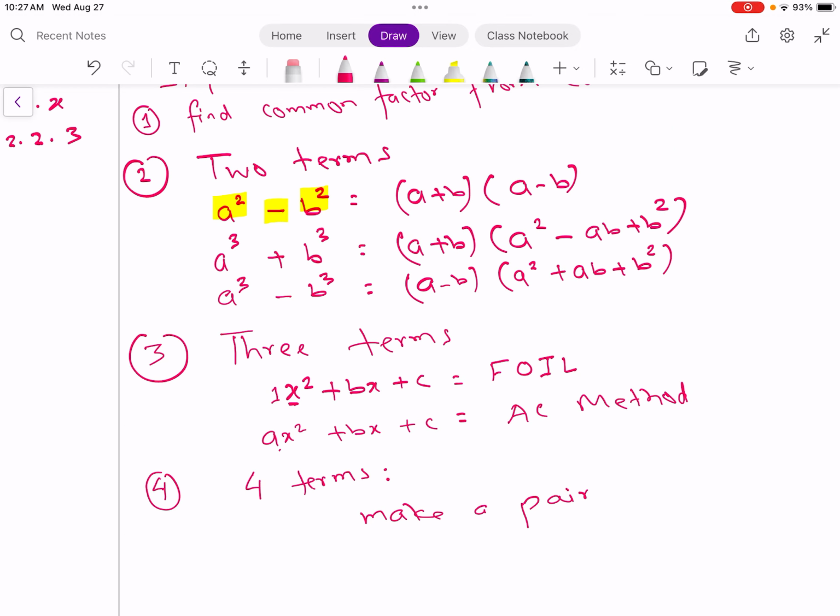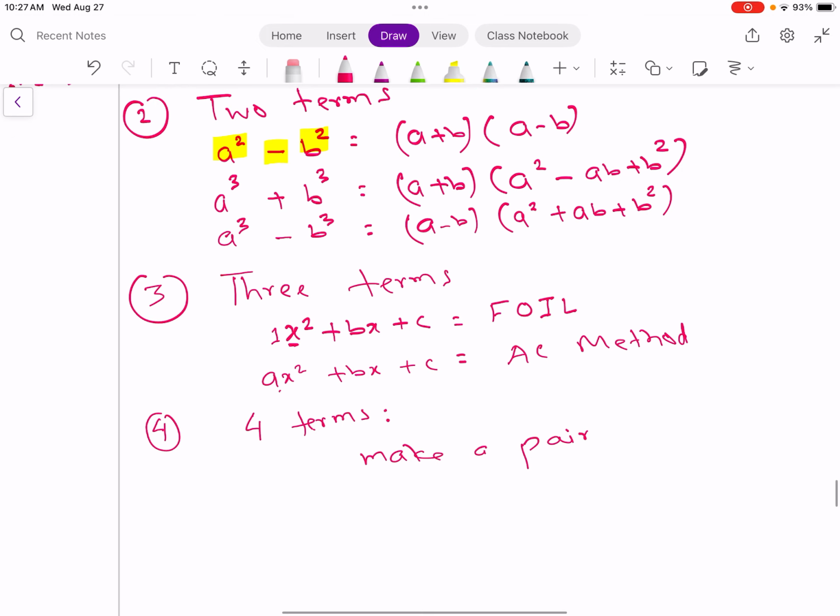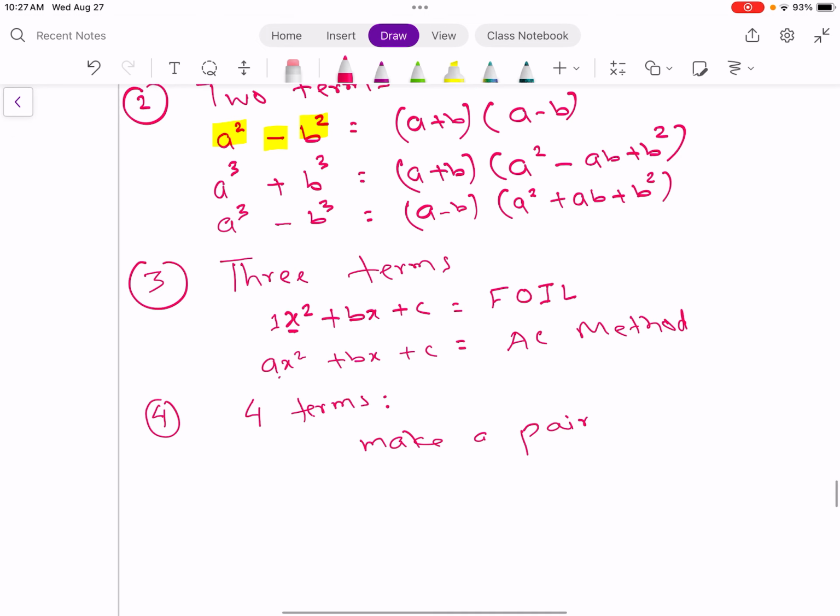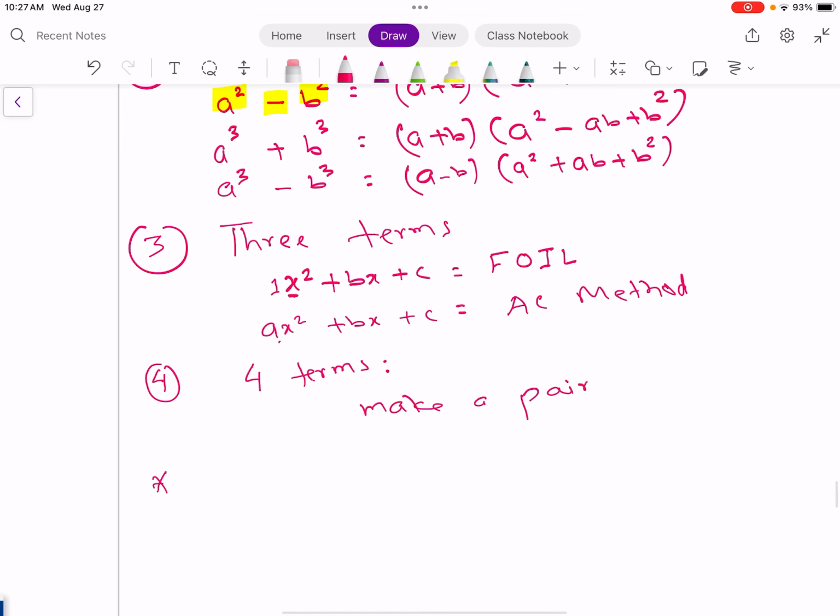Now let's take an example. For example, we have 2x square minus 8. So at first, what kind of polynomial is this?